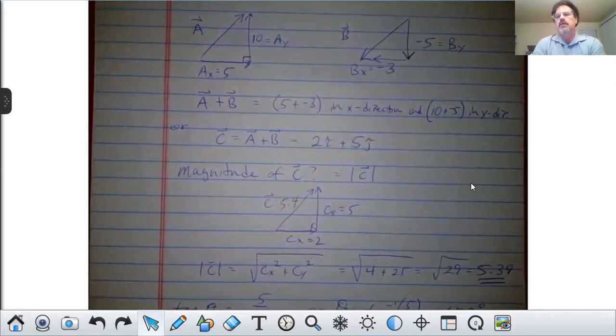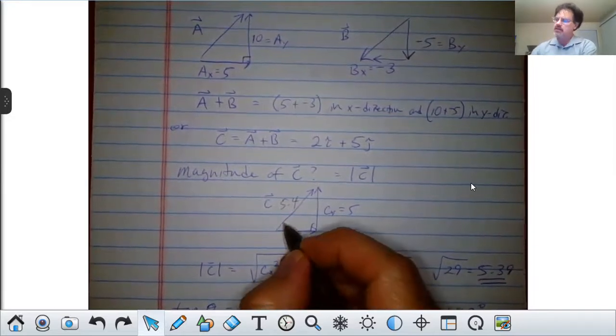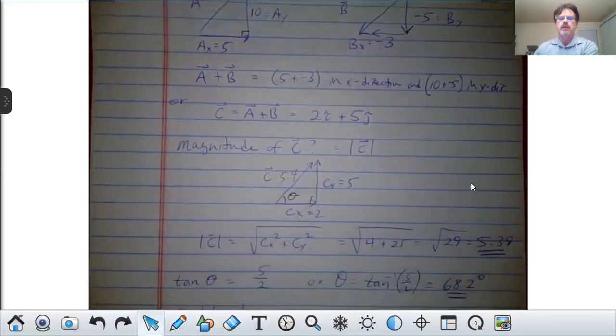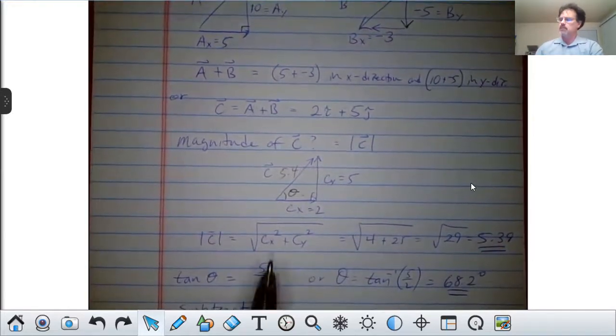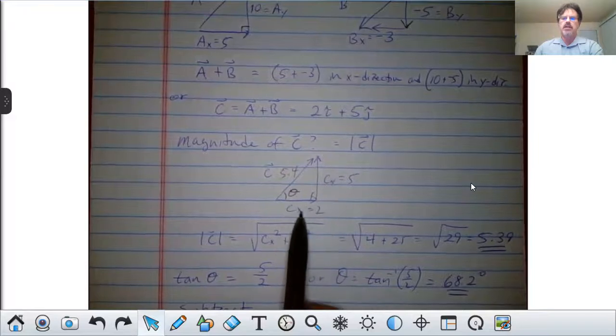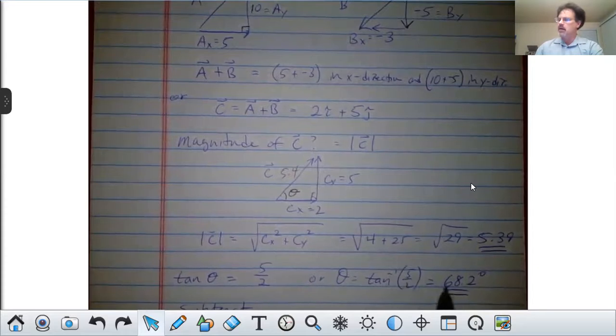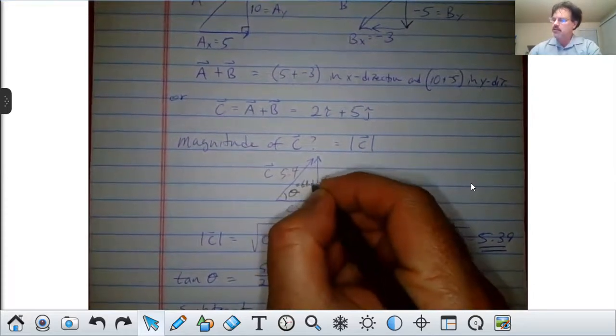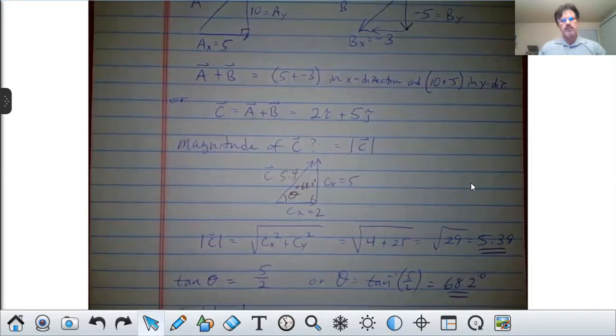So I can go back and forth between my component method and my length and direction, because I could also get this angle, let's call it theta. If I again just use a little more trigonometry, tangent of theta is opposite over adjacent, or 5 over 2. So solve for theta: inverse tangent of 5 over 2, I get 68.2 degrees. Now be careful that you're using degrees, that you have the right mode in your calculator, but this is just basic trigonometry. You can go back and forth between components and length and direction.